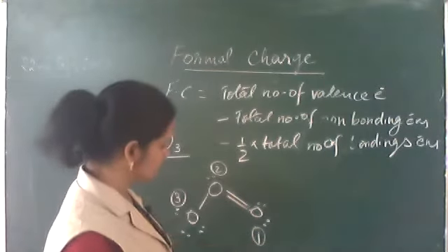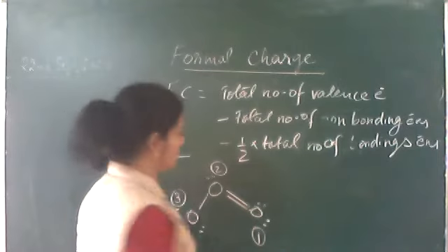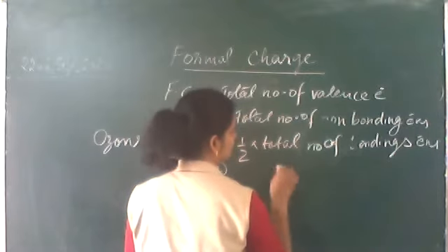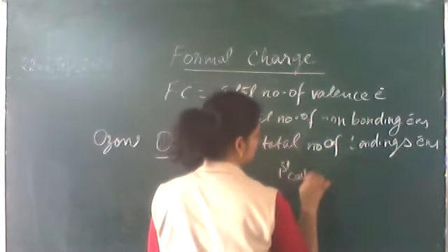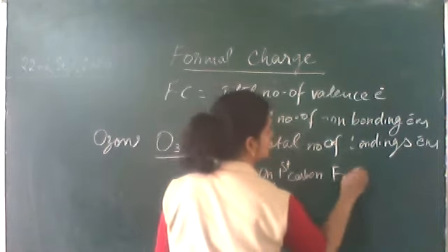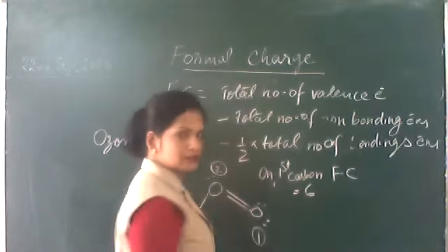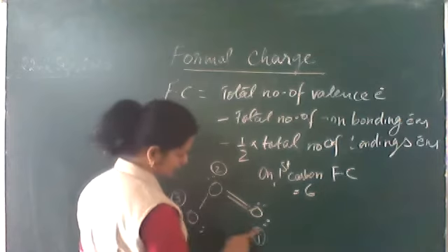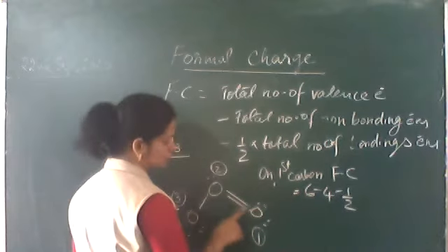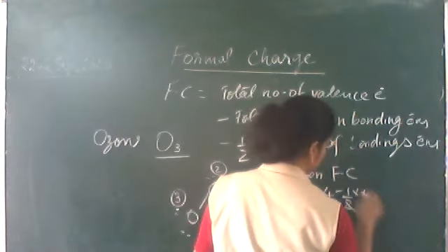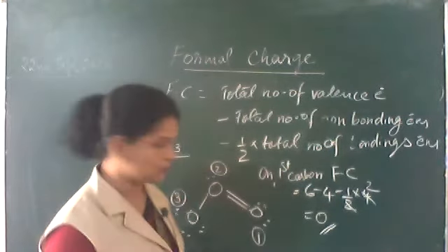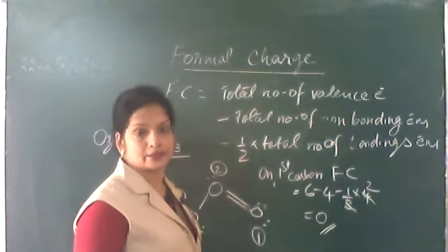So for the first one, the total number of valence electrons is 6 only. That is the first oxygen, number 1. Formal charge is equal to total number of valence electrons, 6, minus total number of non-bonding electrons, that is 1, 2, 3, 4, minus half into total number of bonding electrons, 2, 4, that is 4. So the charge is 0. Charge is 0, so I am not writing anything on that oxygen.